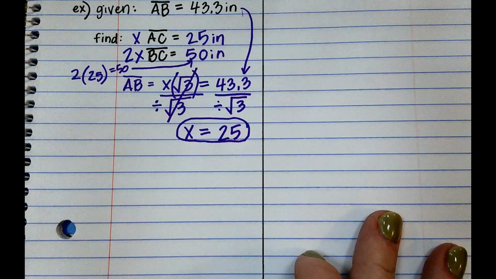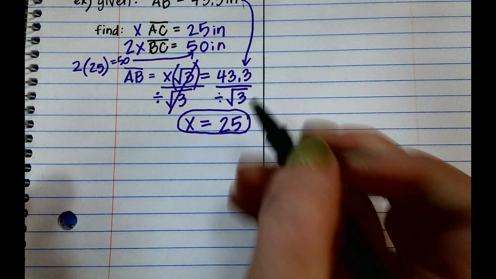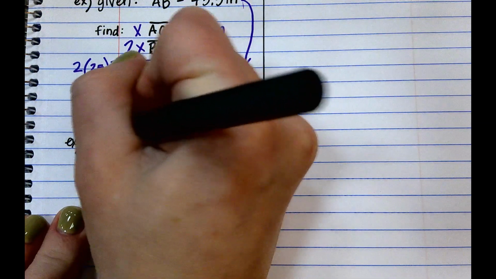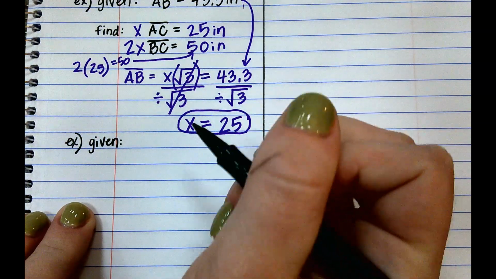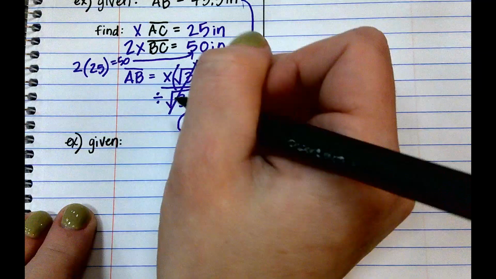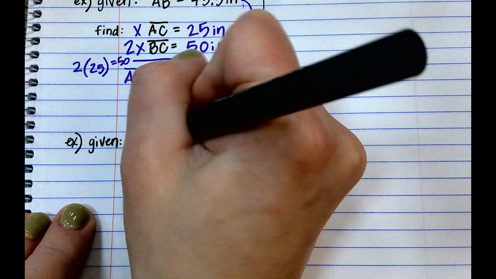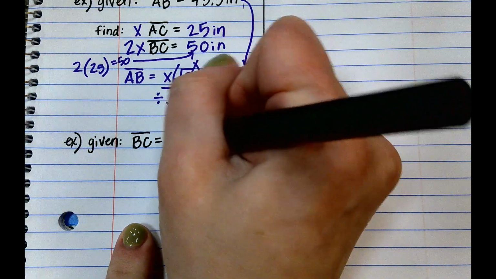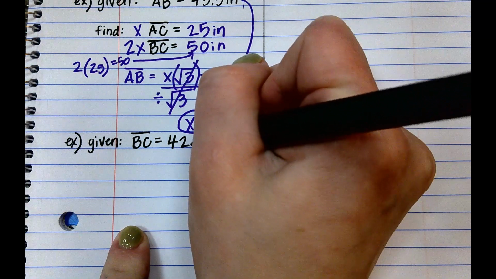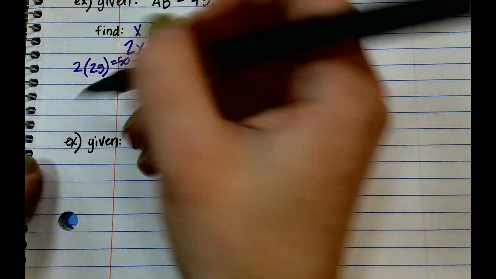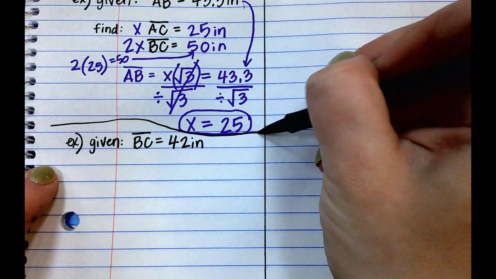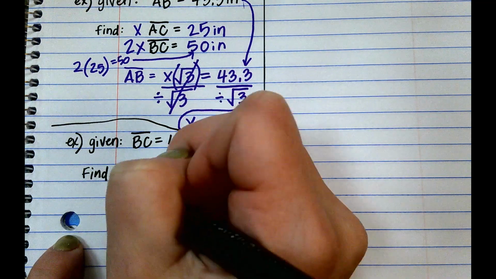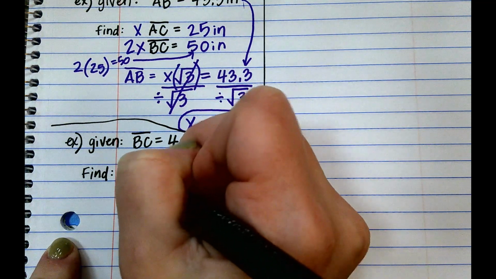Okay. So let's see, another one like that. I think we have enough room. This time, let's say we are given BC. And we're going to say that BC is 42 inches. And we need to find AB and AC.